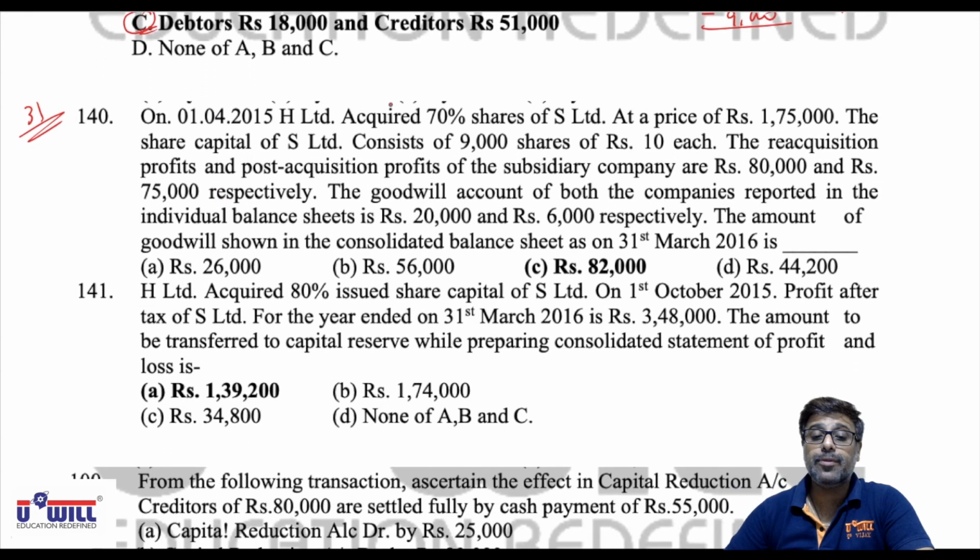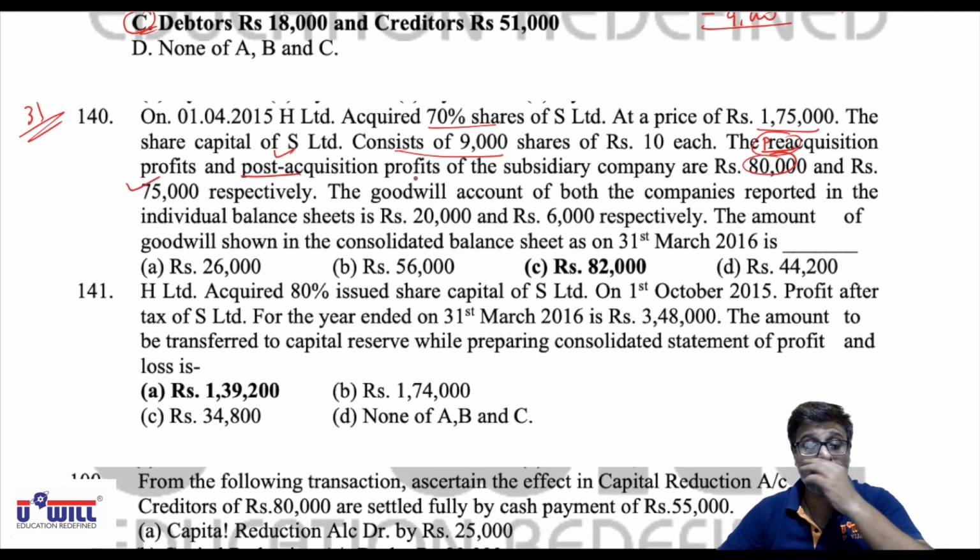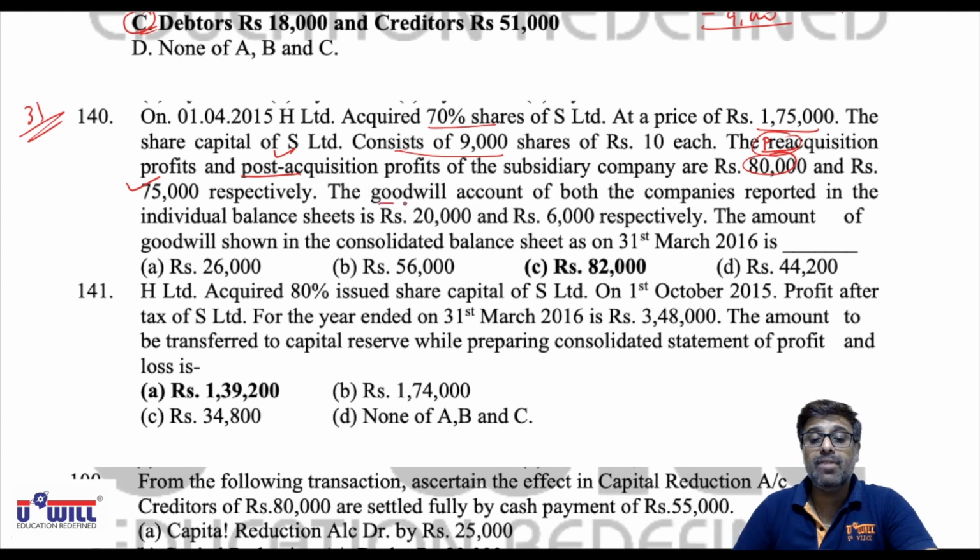On 1/4/2015, H Limited acquired 70% shares in S Limited at a price of 1,75,000. The share capital of S Limited consists of 9,000 shares of 10 each. Pre-acquisition and post-acquisition profits of subsidiary company are 80,000 and 75,000. So capital profit is 80,000, revenue profit is 75,000. Goodwill account of both the companies reported in the individual balance sheets is 20,000 and 6,000. Then the amount of goodwill shown in the consolidated balance sheet would be how much?